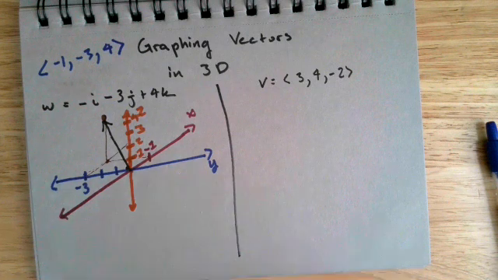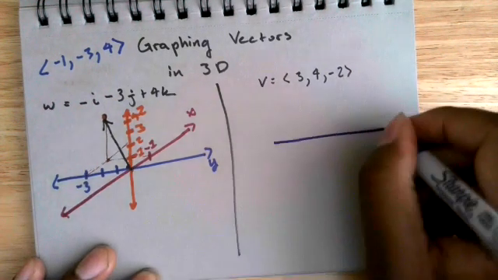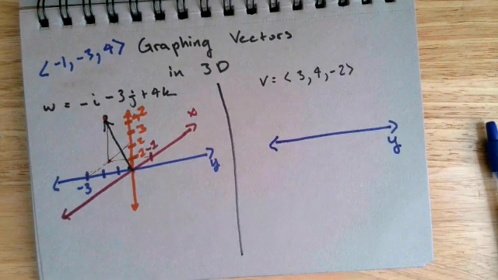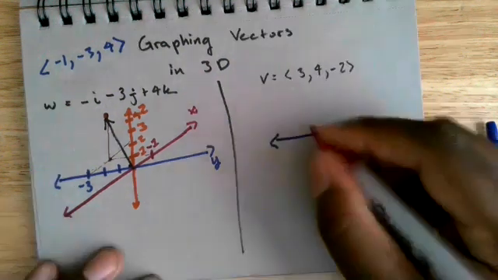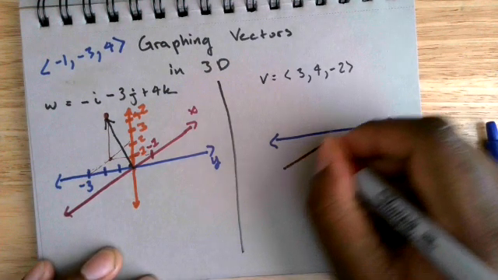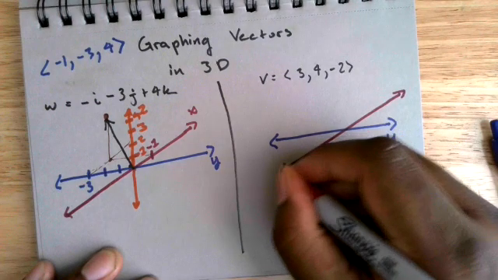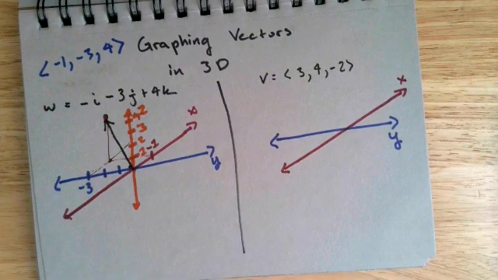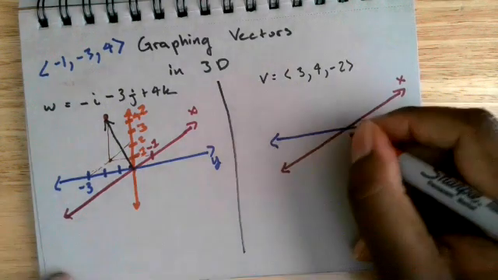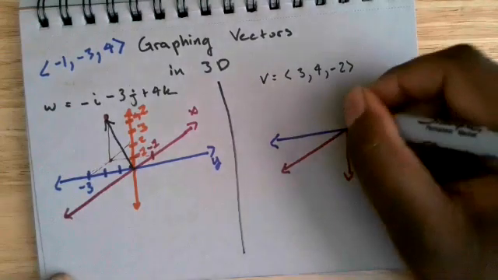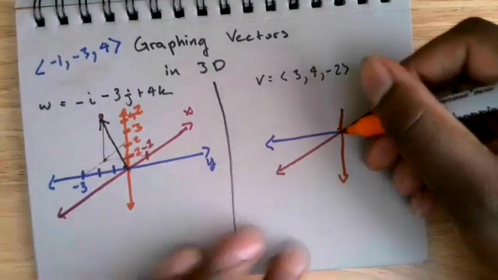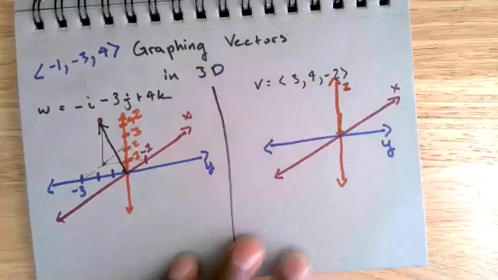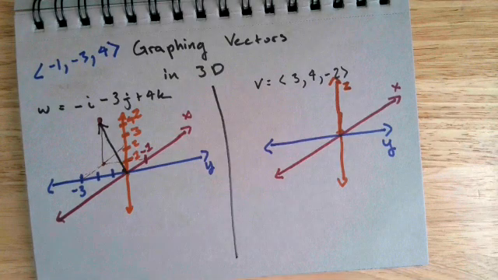All right. So we've got axis. It's not a very good x-axis, but it's all good. We'll figure it out. We've got our z-axis. Uh-oh. Let's see if we can fix that. All right. We need 3, 4, -2.